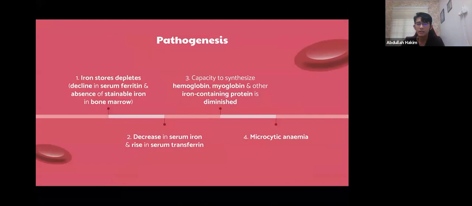The pathogenesis of iron deficiency anemia. So there are pre-latent stage, latent stage, and also marked iron deficiency anemia. So in pre-latent stage, the iron stores will deplete, which can be marked in decline in serum ferritin and also absence of stainable iron in bone marrow. So in latent stage, there will be decrease in serum iron and rise in serum transferrin. And ultimately, when there is no iron, the capacity to synthesize hemoglobin, myoglobin, and other iron-containing protein is diminished. This will result in microcytic anemia.